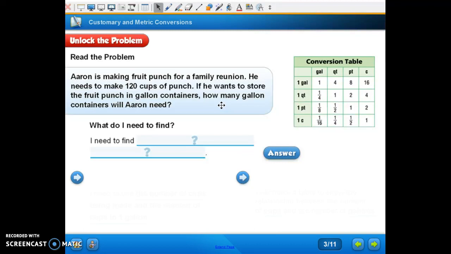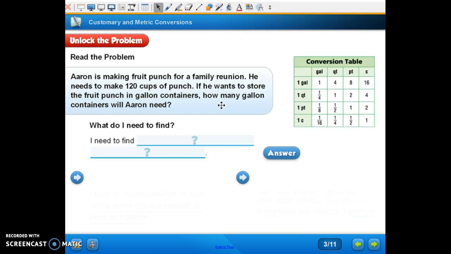Erin is making fruit punch for a family reunion. He needs to make 120 cups of punch. If he wants to store the fruit punch in gallon containers, how many gallon containers will Erin need? He needs 120 cups, and he wants to store it in gallon containers.